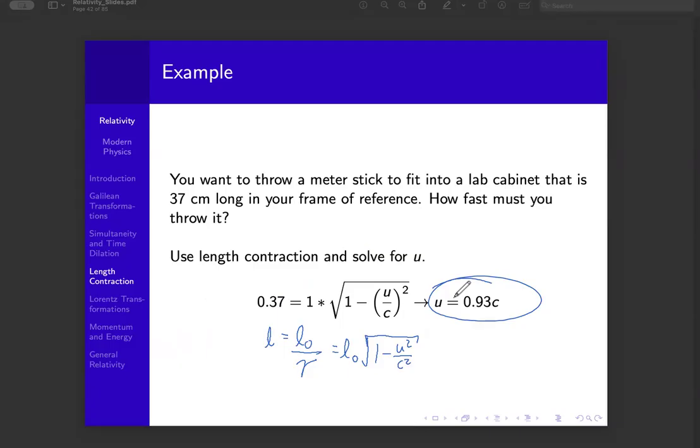Now, what is that saying? If you have a meter stick moving at 93% of the speed of light, yes, it will fit in the lab cabinet, but it has to keep moving at that speed, because if the meter stick stops, it's going to go back to being a meter long, and it's not going to fit inside of a 37 centimeter lab cabinet. So this meter stick is only 37 centimeters long to a stationary observer when it is moving.